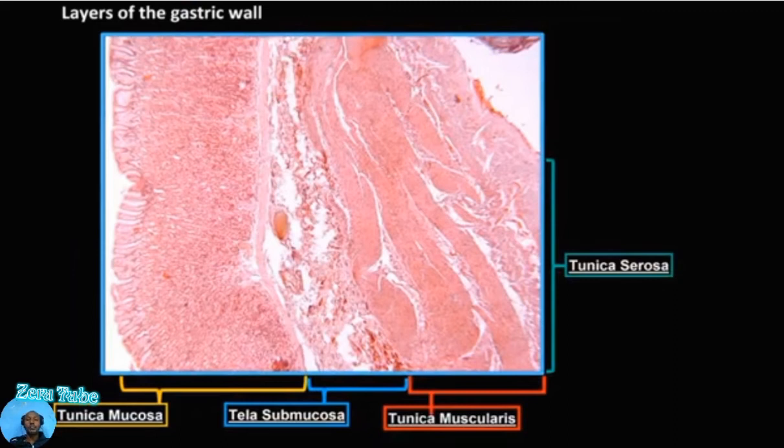the peritoneum. It is similar to the peritoneum, because the peritoneum comes and covers the stomach wall, so we call it the tunica serosa. Generally the gastric wall has the most inner tunica mucosa, the middle tela submucosa, and the most outer parts are the tunica muscularis and tunica serosa. These are the gastric wall layers.